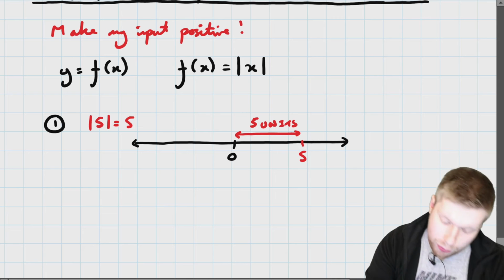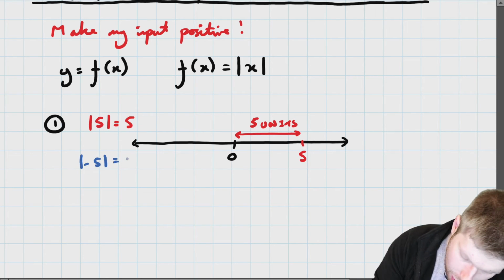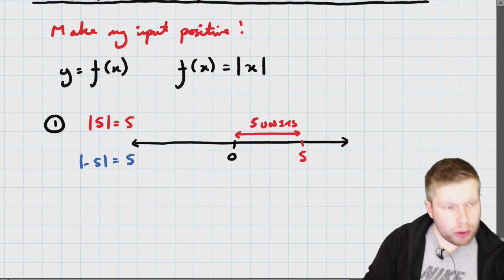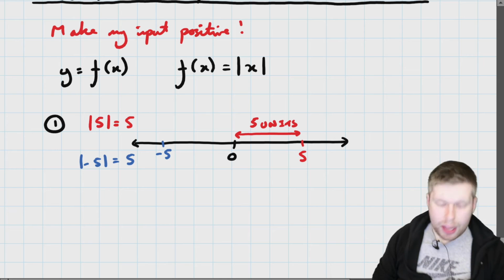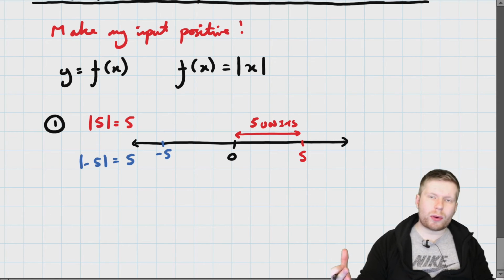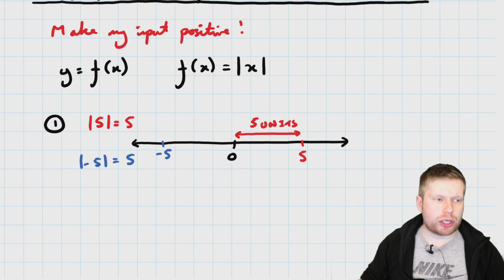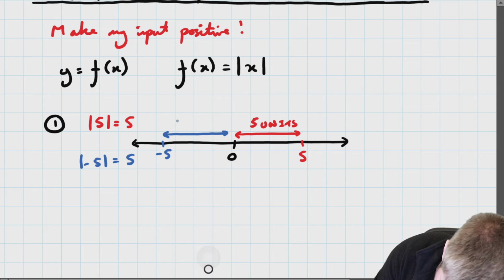But that kind of answers the question, well, why is the absolute value of -5 also equal to 5? Because if I look at -5 on my number line, it's over here, okay? If I ask the question, the absolute value of -5 is just simply asking the question, how far away from the origin are we? Well, if you have a look, -5 is also 5 units away from the origin.